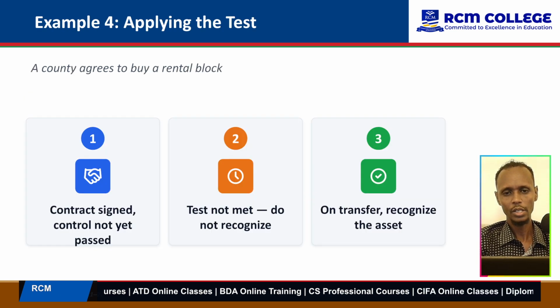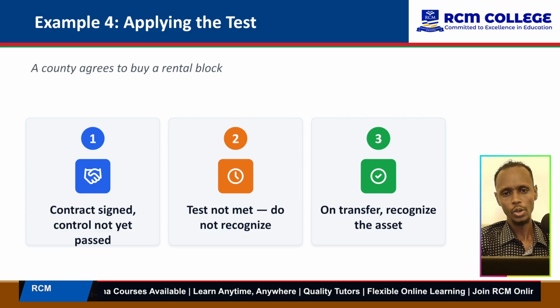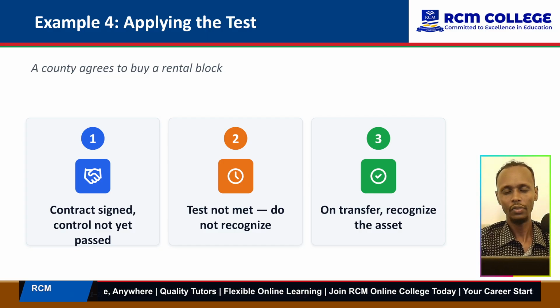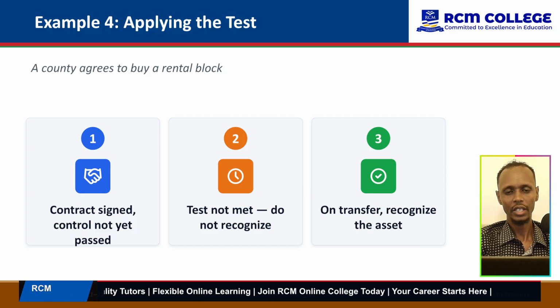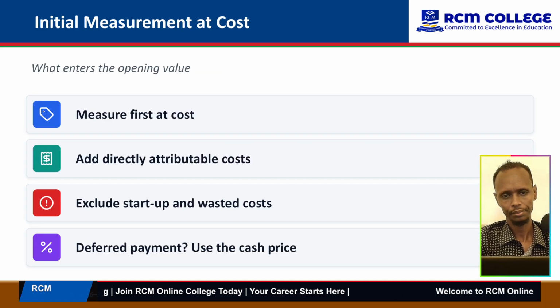A country agrees to buy a rental block. Contract signed, control not yet passed. Test not met, do not recognize. On transfer, recognize the asset. So the fact that you agreed to buy a rental block and you have not given the consideration, just the agreement, then that is not your asset.